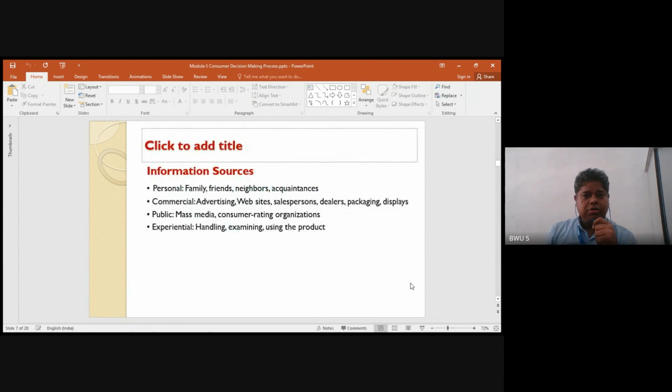And you see the information sources, so many different types of sources. There are personal sources, like family, reference groups, friends, neighbors, colleagues, peer groups. Commercial ones include advertising, websites, salespersons, dealers, and company representatives, basically displaying companies' information. And public sources include mass media, some rating organizations, and our own experience.